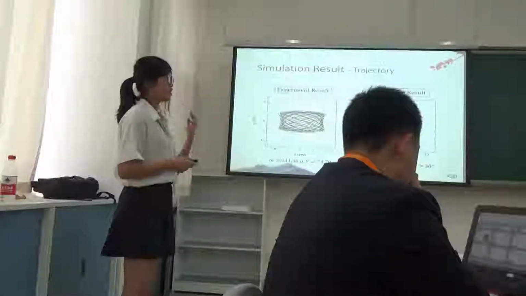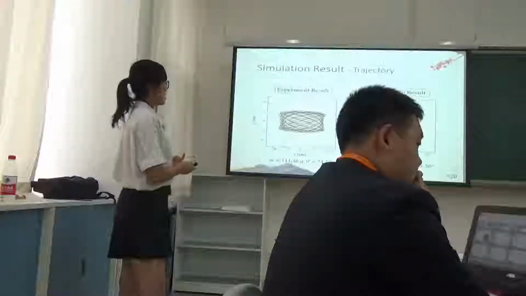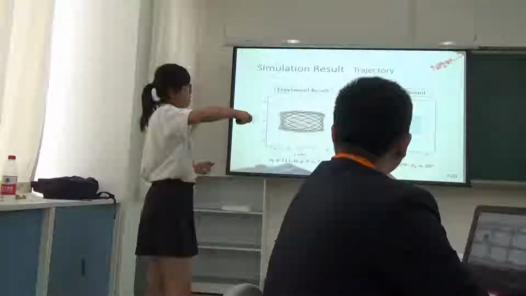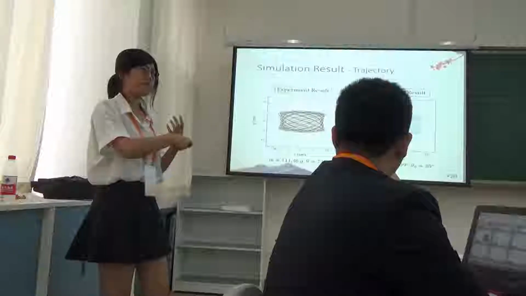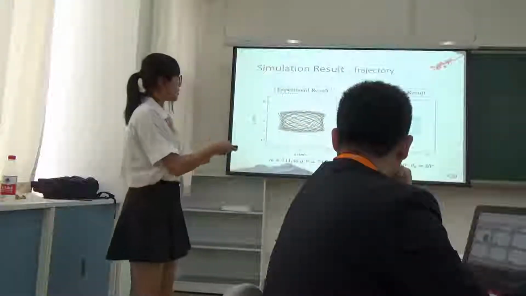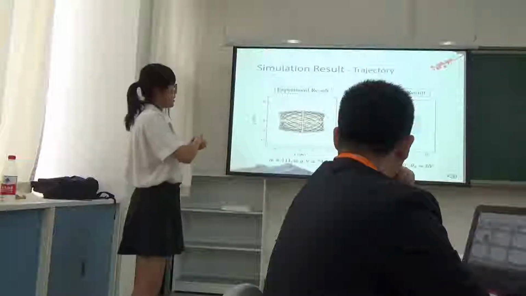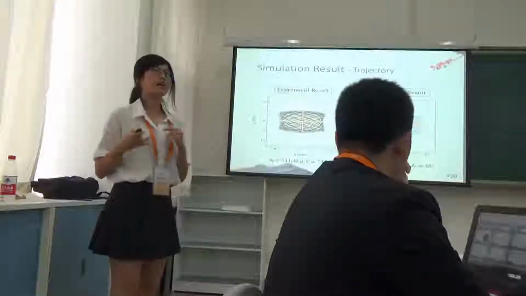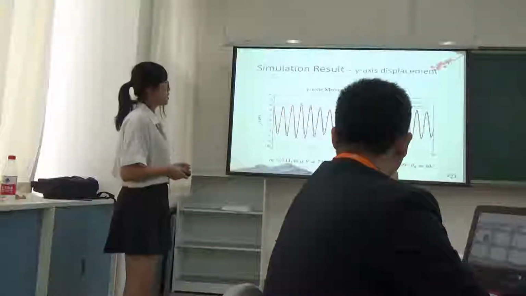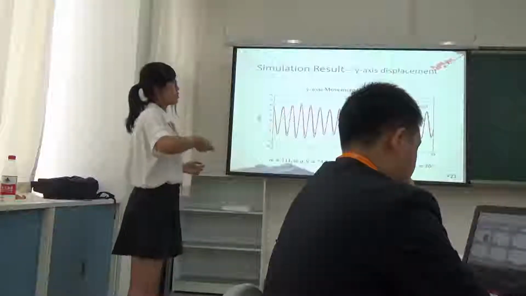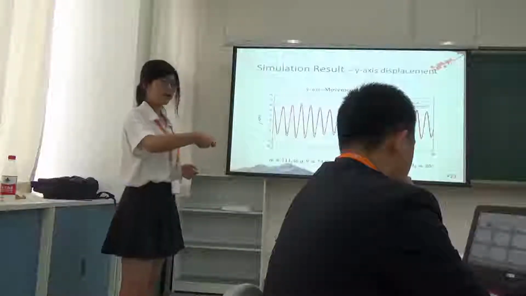So here's the simulation. We use Mathematica to simulate this phenomenon and find this result. On the right side is the simulation result, and the left side is the experimental result. As you can see, the two trajectories look quite similar. And if you measure the length of it, you can also get similar values. To further investigate, we compare the y-axis displacement of the two, and find that in a period of 2 seconds, it fits very well.